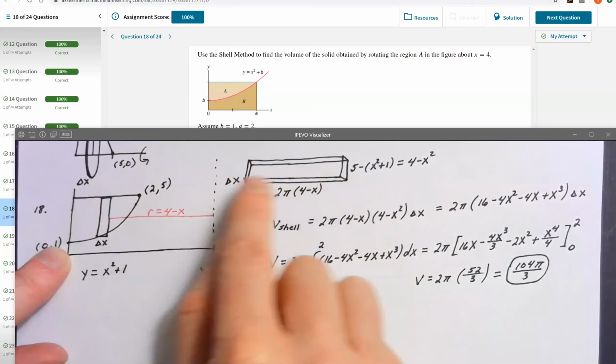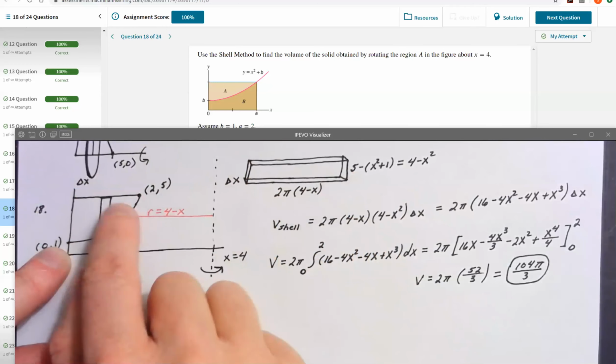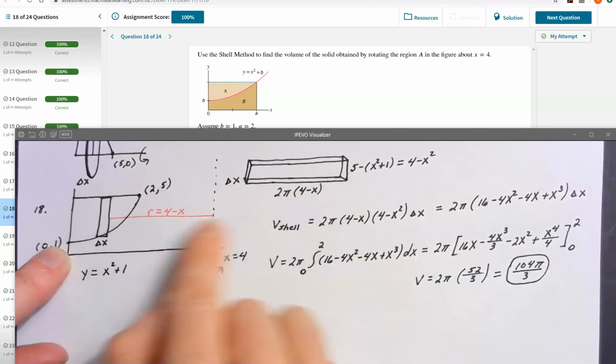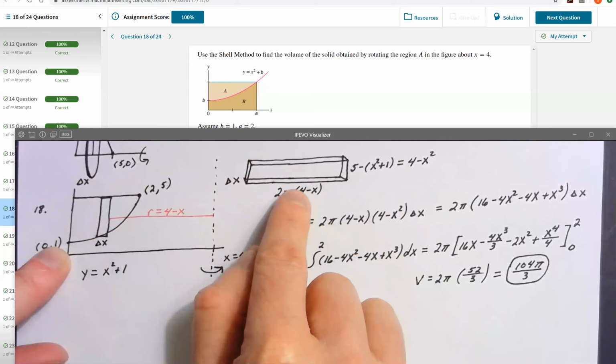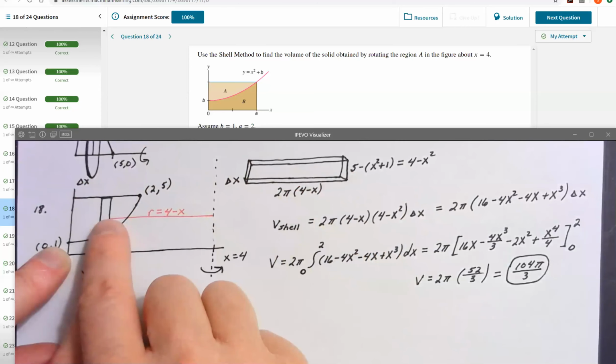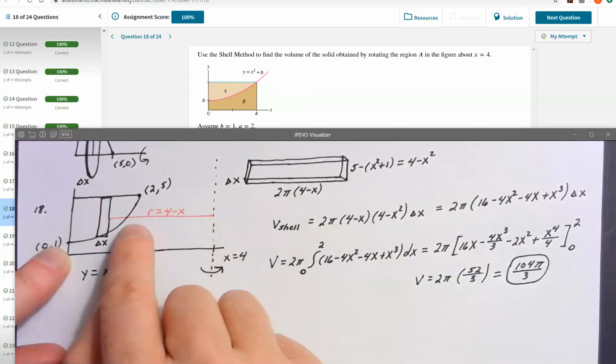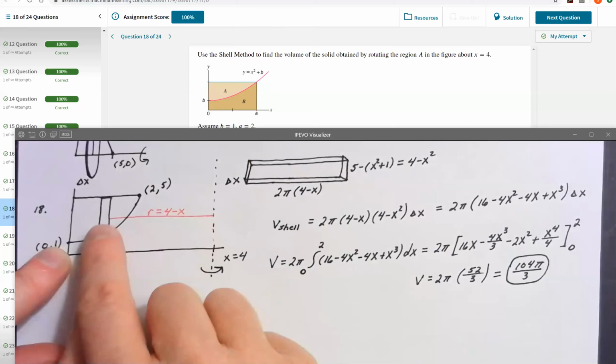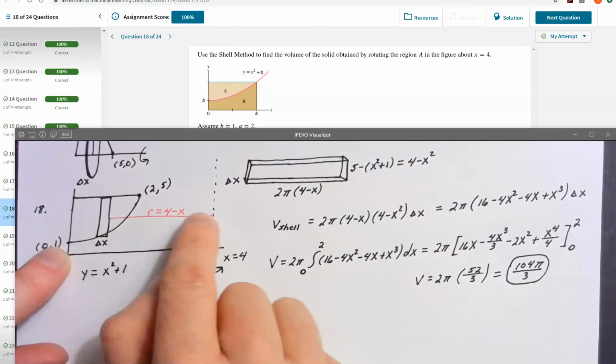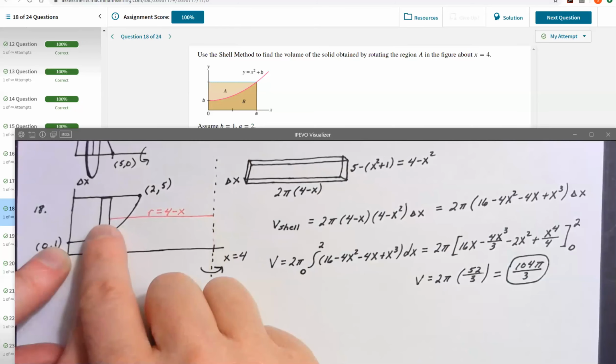But I did draw what one cross-section would look like up here. If I took this rectangle and rotated it around, I know that the base of that rectangle is going to be from the circumference of the rotation. Circumference is always 2 pi r. In this case, r is always going to be right minus left. Well, that's going to be 4 minus x.